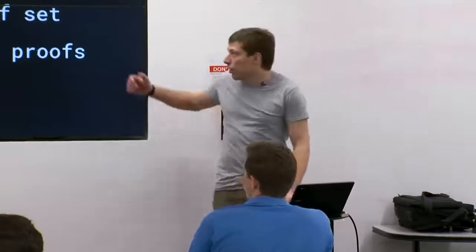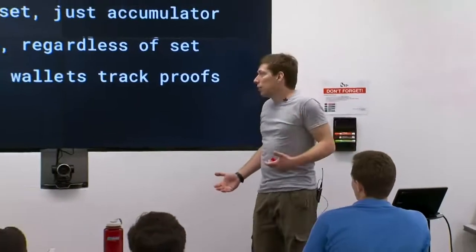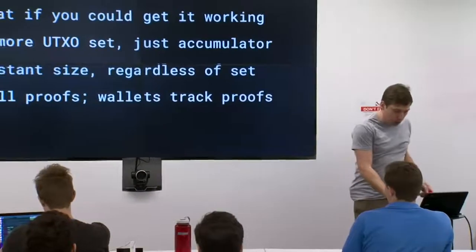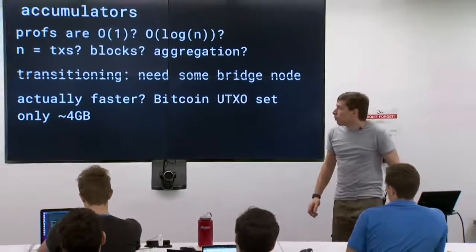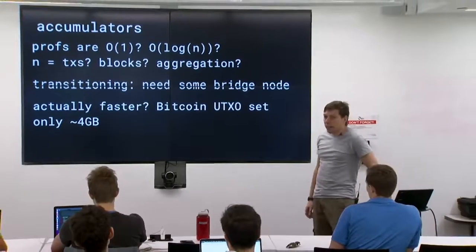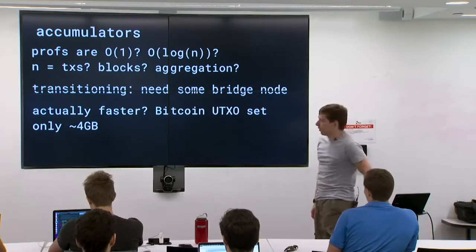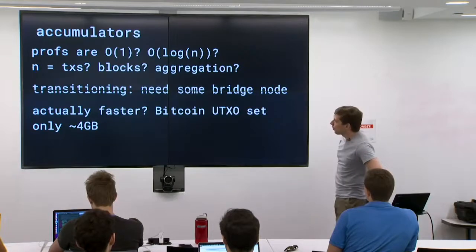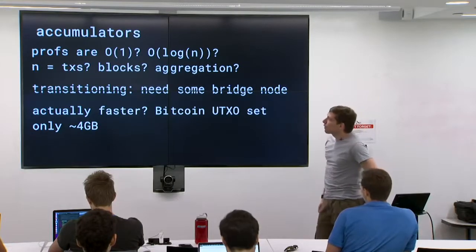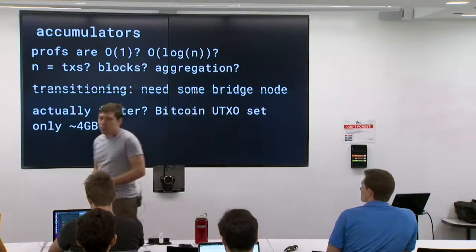So this is really cool. Constant size, the proofs are small. Sometimes the proofs are really small, and then the wallets track the proofs. So some questions. Proofs can be constant size, or sometimes they're log n. If the proofs are O of n, then it's not useful, right? Because you might as well store the UTXO set at that point. Also, what is n? Is it the number of transactions, blocks? Can you aggregate these operations? So there's a bunch of questions there.